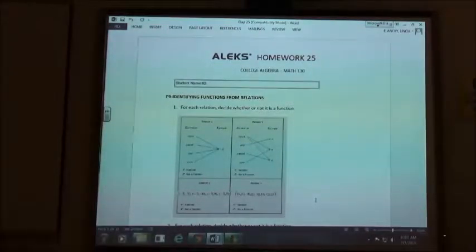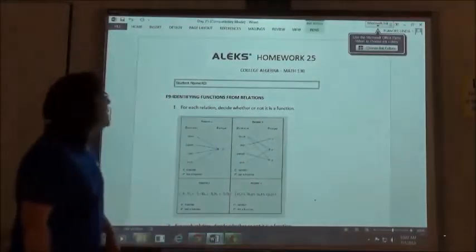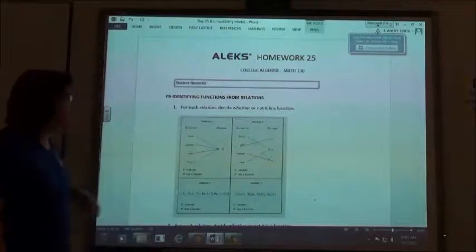So homework 25 starts off identifying functions from relations. And a relation is just a fancy name for a set of ordered pairs, which sometimes they wrote as ordered pairs and sometimes they wrote with a drawing. Decide whether it's a function or not.